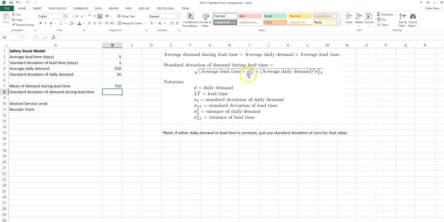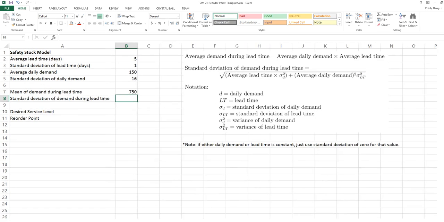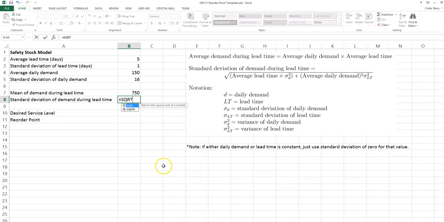The small Greek letter sigma is a common notation for standard deviation, with the D referring to daily demand and the LT referring to lead time. So we just need to enter this formula very carefully. The square root of the average lead time times the standard deviation of daily demand squared, plus the average daily demand squared times the standard deviation of lead time squared.